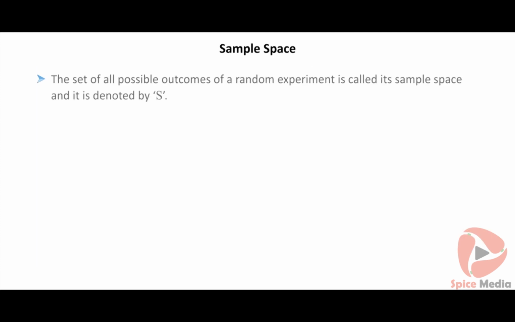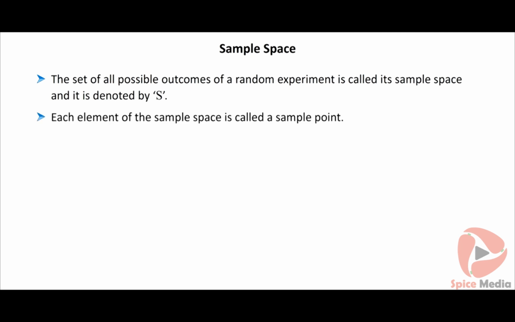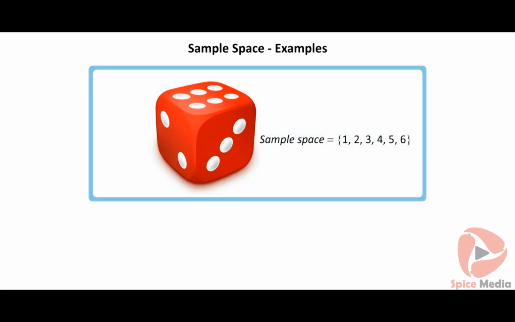Sample space: the set of all possible outcomes of a random experiment is called its sample space, and it is denoted by the letter S. Each element of the sample space is called a sample point. The number of elements in the set S is denoted by n(S). Let us see the examples for sample space. The sample space of rolling a die is {1, 2, 3, 4, 5, 6}. Here, n(S) is equal to 6.